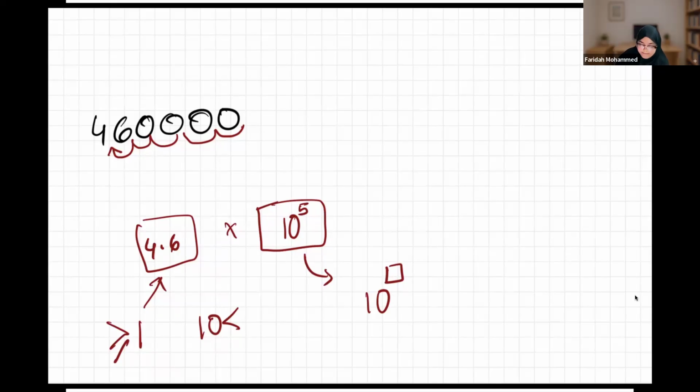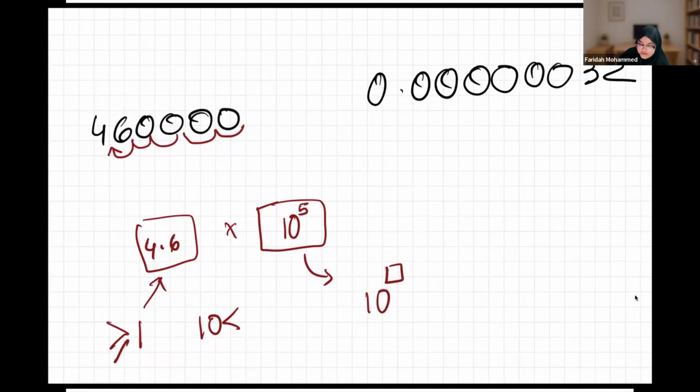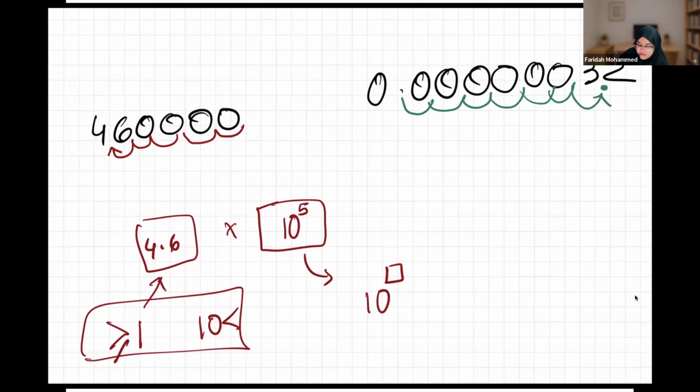Okay. And if you have something like 0.00000032, you do the same. You want to make a number which is more than 1, less than 10. That means your decimal point should be here. And you bring this 1, 2, 3, 4, 5, 6, 7. So you have 3.2 times 10 to the power of -7. Any question?